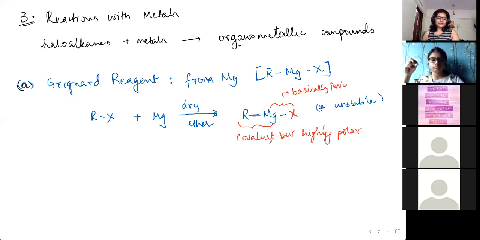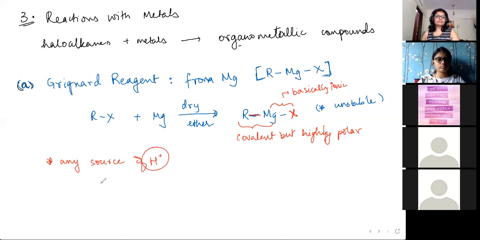So in the presence of any source of proton, anything that is capable of giving away H, even water for that matter, it is sufficient to set off Grignard reagent, and that basically produces an alkane. That's how alkanes are prepared.